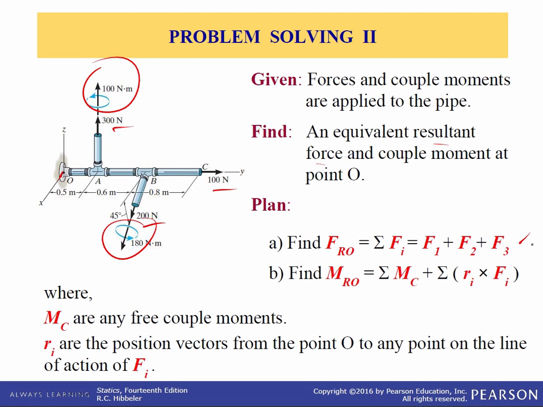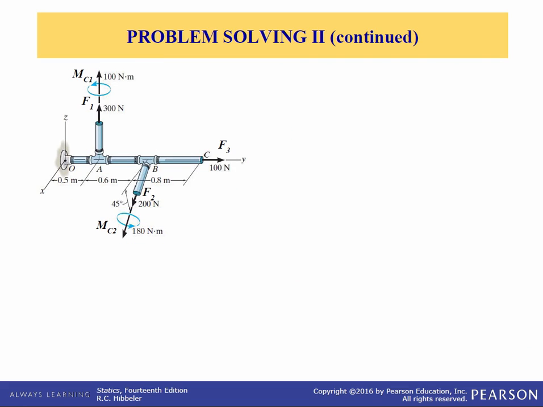So we're going to sum all the forces and sum all the moments using this equation. This is the sum of all the couple moments, the 180 and the 100, and these are the moments due to the forces. I'm going to do this in vector notation, so I need all the forces in Cartesian form. So F1 is 300, and it's all in the k direction, 300 k Newtons.